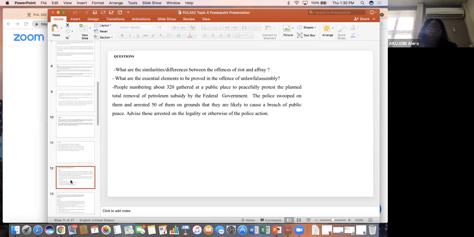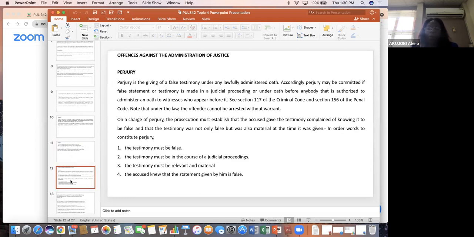So we'll move on now to look at some other offenses. Now, we're going to look at offenses against the administration of justice. Like I said before, we've been looking at offenses against the state and against public order, where we've just mentioned unlawful assembly, treason, sedition, riots, affray, and the likes. Briefly, we shall look at two types of offenses against the administration of justice, and maybe when we meet next, we talk more on them. The two offenses we have here are perjury and the offense of contempt. So what's perjury?